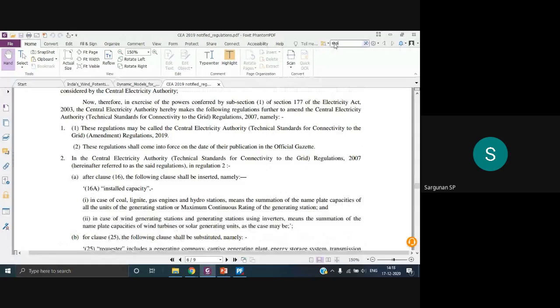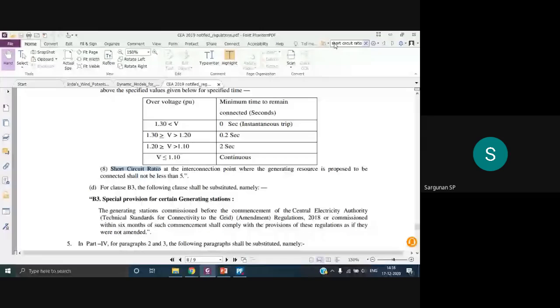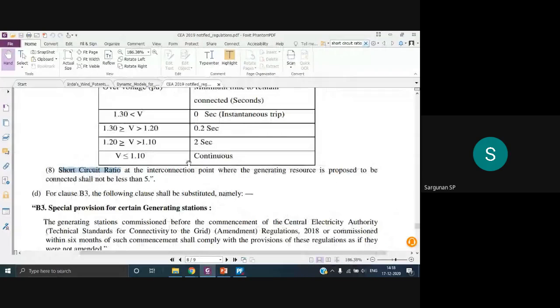I will just search for it. Yes, here you can see: short circuit ratio at the interconnection point where the generating source is proposed should not be less than 5. The short circuit ratio is nothing but the ISC by IL limit, the short circuit current divided by your load current at the point of common coupling. So this value should be above 20, or at minimum above 5 if you're going to connect to the utility. If this value is less than 5, you're not allowed to connect to the utility. That is the constraint.